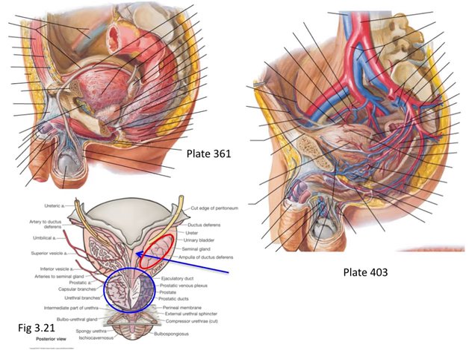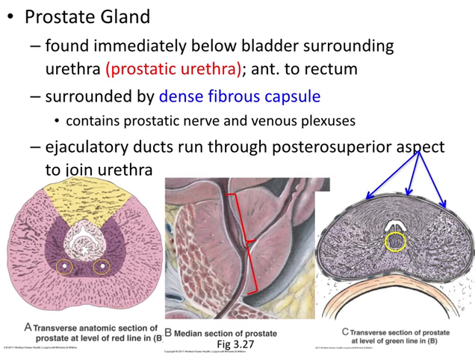The seminal vesicles and these ejaculatory ducts are then going to enter into the prostate gland, which is highlighted by the blue circle. From there, the ejaculatory ducts will join the urethra and then enter into the penis, which we'll talk about later. All right. So you can see the prostate gland is sitting immediately underneath the bladder, and we're going to talk about that a little bit more now.